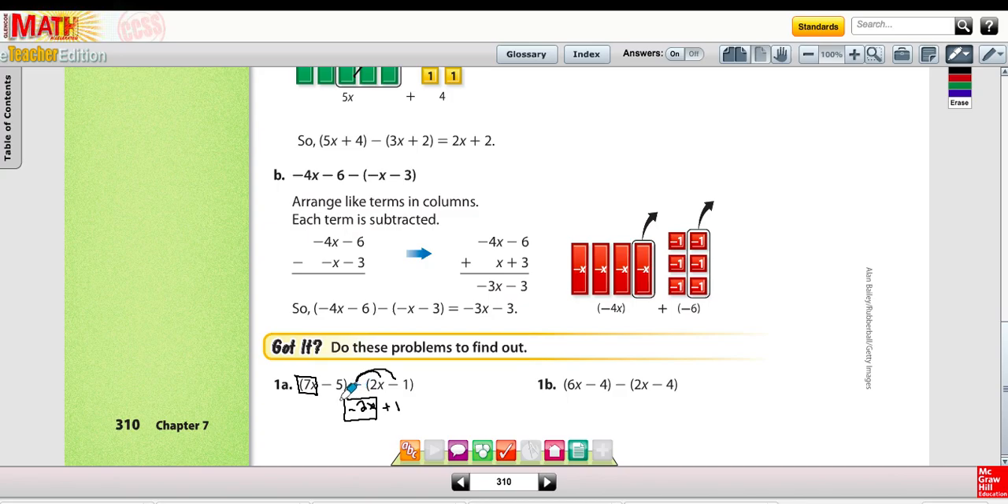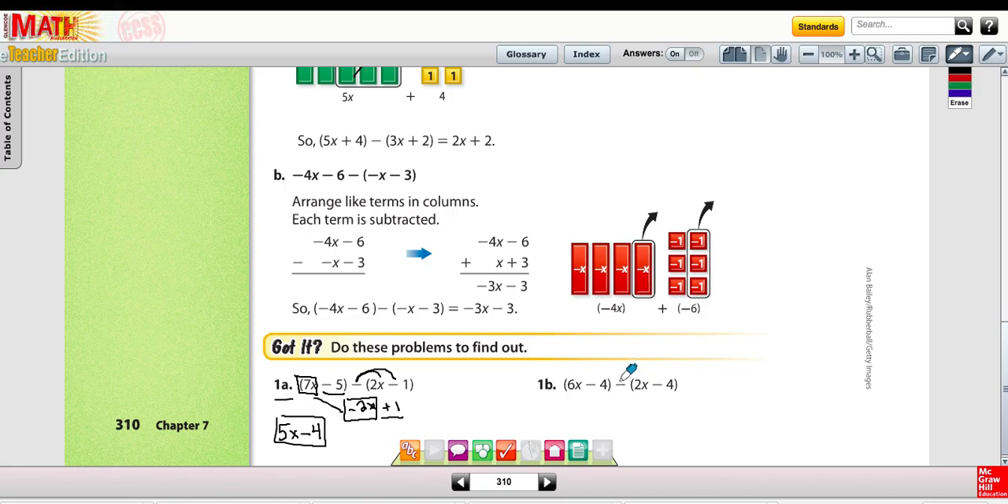So we have 7x, take away 2x, which is 5x, and then we have this negative 5 and this positive 1. Negative 5 plus 1 is negative 4. 5x minus 4 is the answer to 1a.